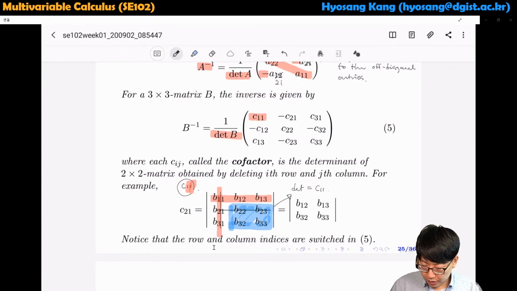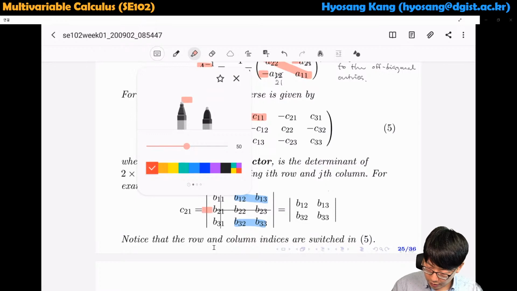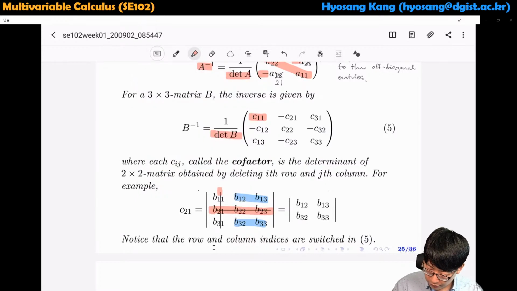So when you have C21, you do it similarly. If you want to find C21, then you erase the second row, first column, because of the C21, okay? And then the remaining 2 by 2 matrix consists of these blue parts. You take the determinant, and that becomes your C21, okay?